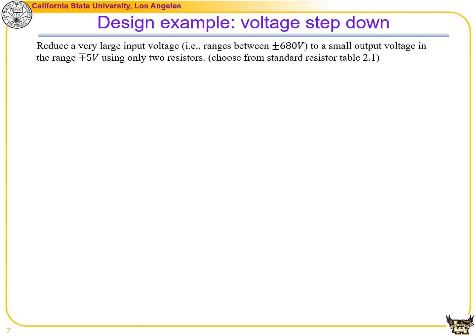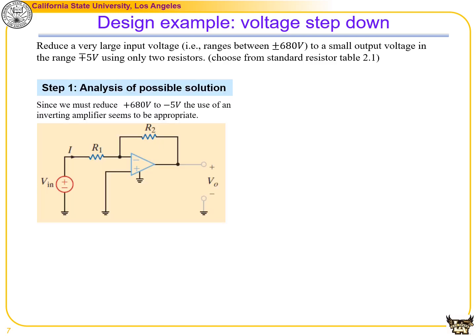This design example is a voltage step-down circuit. Over here, we're going to reduce a very large input voltage range between plus and minus 680 volts to a small output voltage in the range of minus and plus 5 volts, using only 2 resistors. The first step is to come up with a possible design. Since we must reduce a positive 680 volts to negative 5 volts, we can consider using our inverting amplifier. So this picture gives a typical setup.